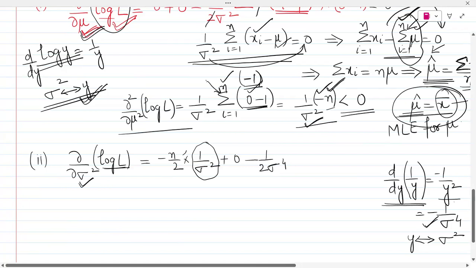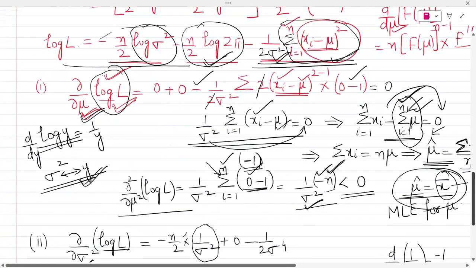So here, what should I do? I am talking about this term. It is minus, so minus 1 by sigma 4. So 1 minus from the derivative, and 1 minus is already here, so here it will become plus. Here it is remaining summation xi minus mu, whole square. So this is the derivative.